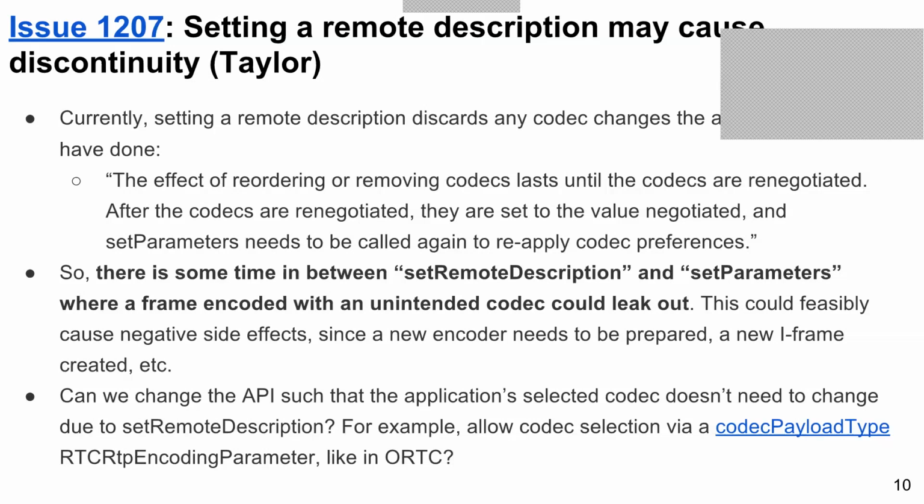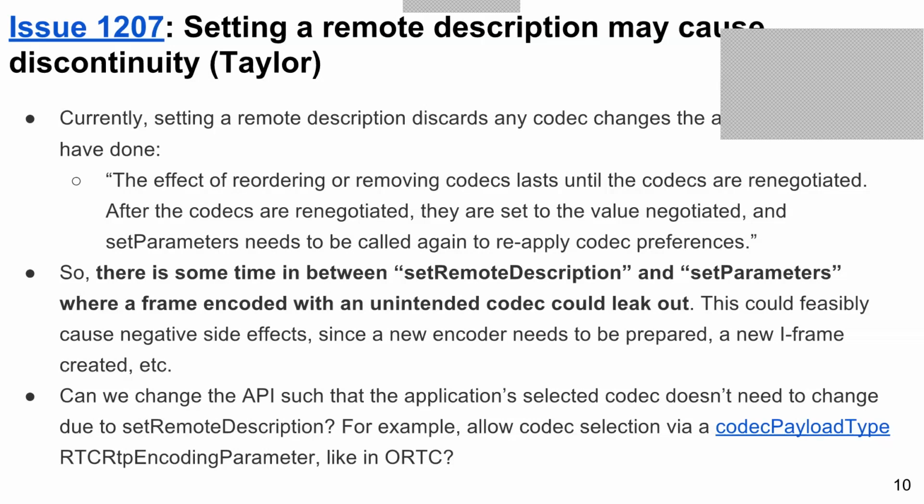I don't see any problem with saying there's a codec payload type field on encoding parameters. If it's unset, the browser uses the remote endpoint's preferred codec. If it's set, it uses the one selected by the application. And it's the application's responsibility to change that as new remote descriptions arrive and the set of codecs changes. If an application is using this API, they can be assumed to know what they're doing.